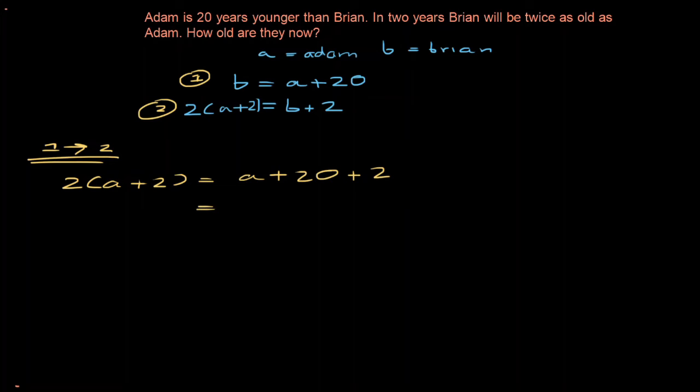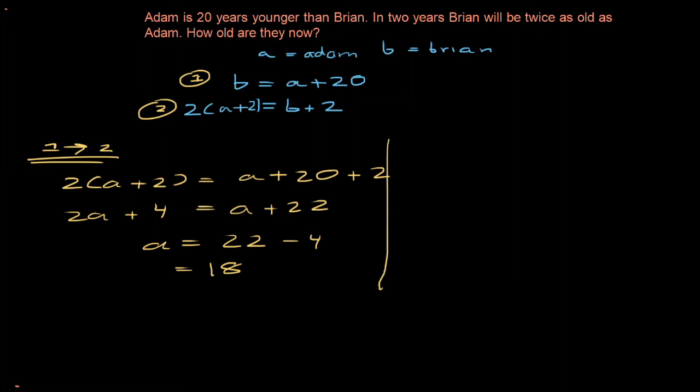And let's simplify this down. So you get 2a plus 4 and a plus 22. And let's move the a over. So a is equal to 22 minus 4. And Adam is 18 years old. So now all we have to do is go back to equation number 1, which is b is equal to a plus 20, and sub in a, which we have 18 plus 20, and we get 38. And Brian is 38 years old.